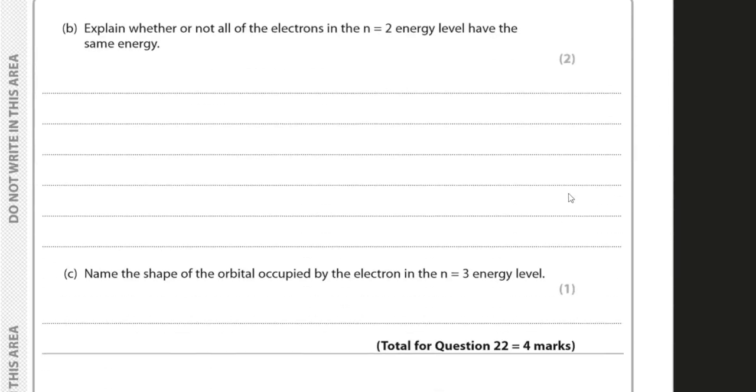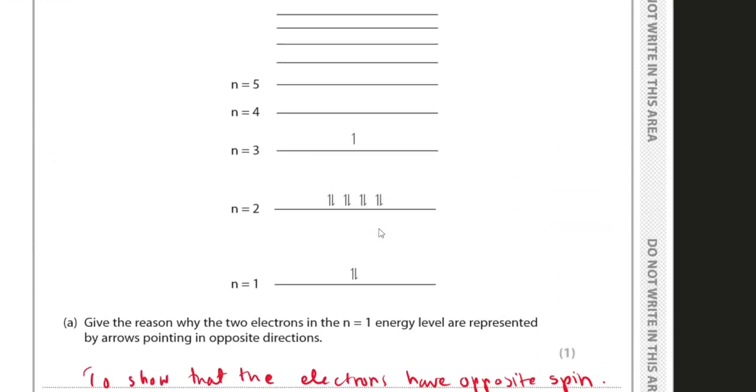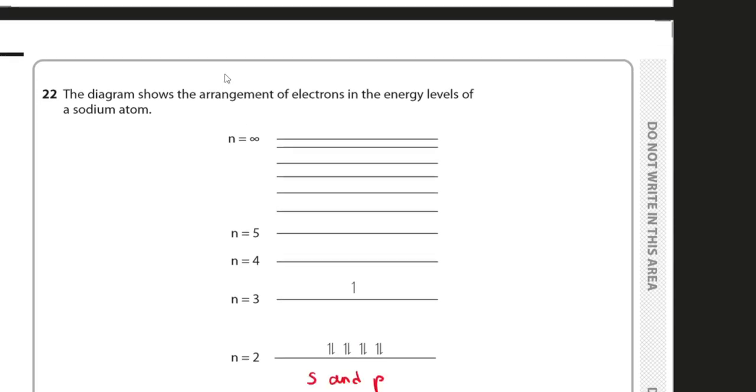Explain whether or not all of the electrons in the n is equal to 2 energy level have the same energy. If you check n is equal to 2 down here, you have to understand that even though all of the electrons are present in the second quantum shell, within the second quantum shell you have s and p orbitals in the sodium atom.